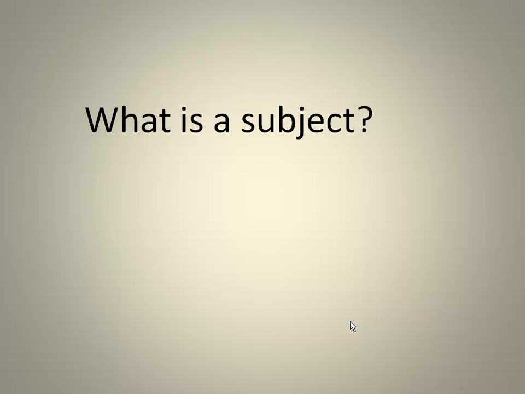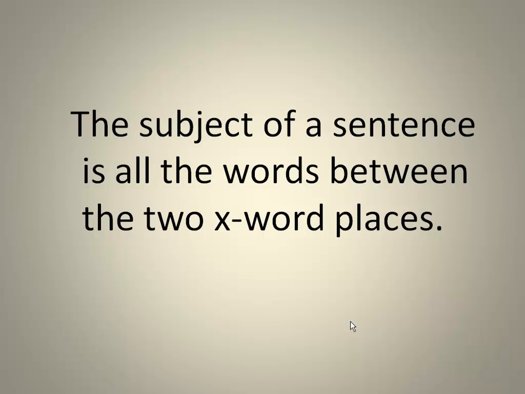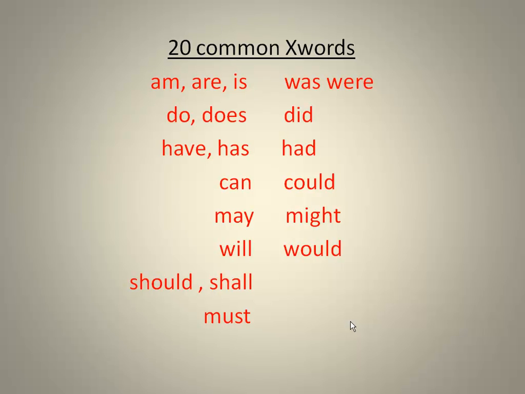Before we go on to the predicate, we do have to decide what is a subject in a sentence. The subject of a sentence is all the words between the two X-word places. The 20 common X-words are listed in red: am, are, is, was, were, and then the words below them. Very often these are called auxiliary verbs or helping verbs, but they do something very interesting in English that we can take a look at.